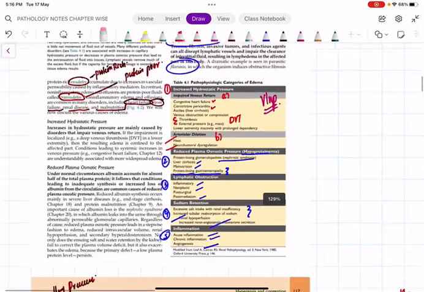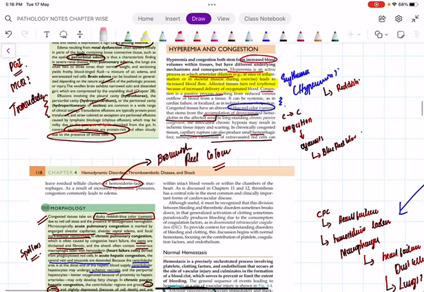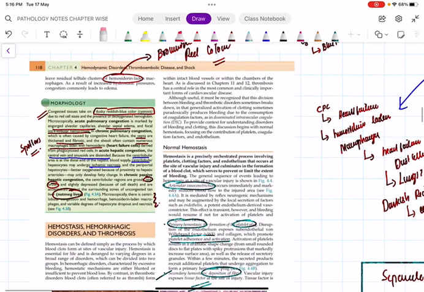Please focus on this table again, and the clinical features. Then I have told you what is hyperemia, congestion, how to differentiate between these two, CVC liver, CVC lung.